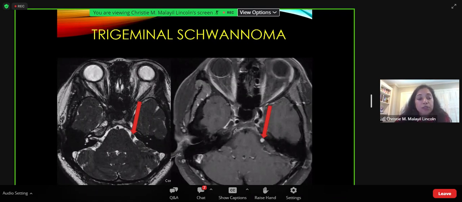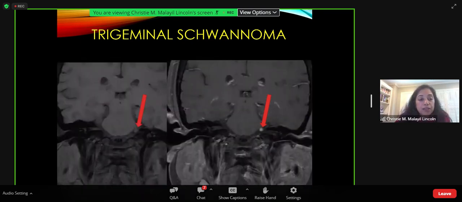Here's another acute trigeminal schwannoma. So it's a small little schwannoma. You can see here on the image on the left, this is a T2 image, right where the trigeminal nerve takes off, and in the cisternal segment, you can see that kind of punctate area or rounded area of enhancement on the second image.